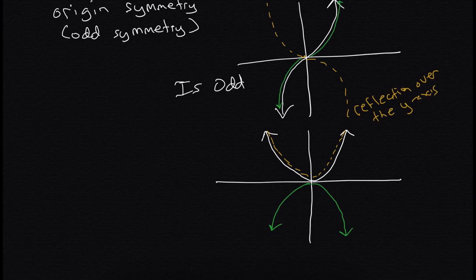Unfortunately, my green final graph there is not exactly the same as my original white graph. Because I didn't get the exact same graph when I reflected it over the x-axis and the y-axis, I did y first, then x, this is not going to be odd. So this is not odd. It does not have origin symmetry.